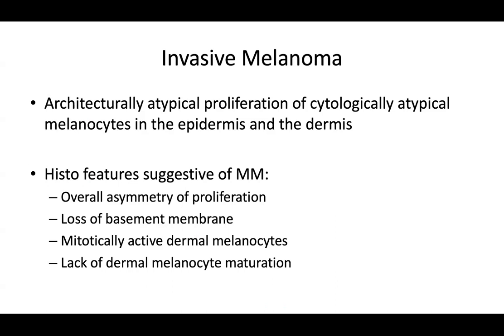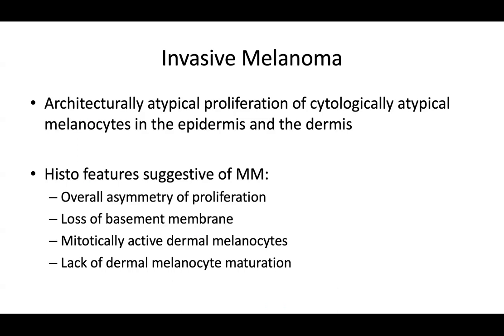Moving on to invasive melanoma. Invasive melanoma is where it starts to get dangerous for the patient. So architecturally, this is atypical proliferation of melanocytes, essentially melanoma cells, in the epidermis and the dermis. This is kind of where we get beyond the radial phase into the vertical phase that we talked about.